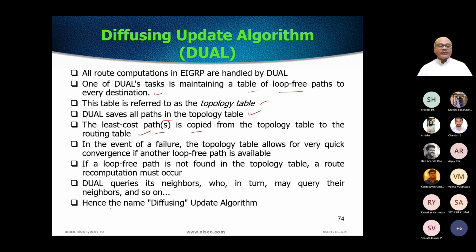So as I told you, hence the name Diffusing Update Algorithm. It sends the query to the neighbor, who in turn may query their neighbors and so on. Okay, it will try to initiate the connections, even maintaining your loop-free path. If not found in the topology table or routing table, the computation must occur again. It is going to recalculate your routes.